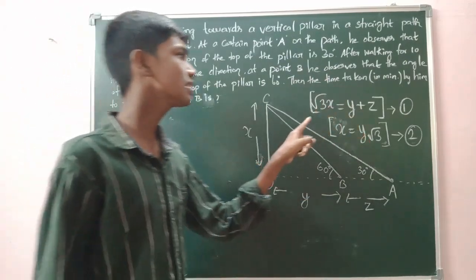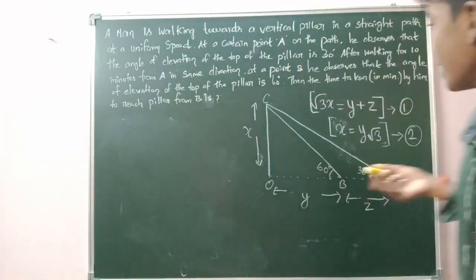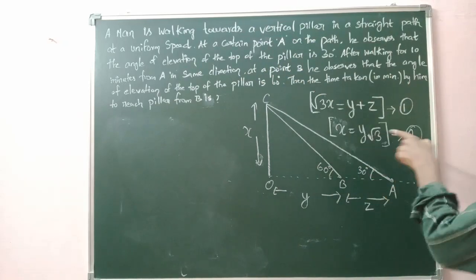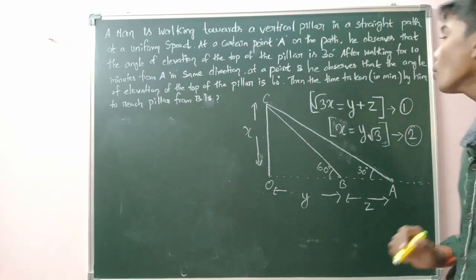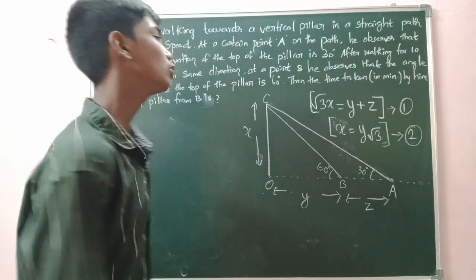The first equation, that is equation 1, is root 3x is equal to y plus z, and equation 2 is x is equal to y root 3. Now put equation 2 in 1.